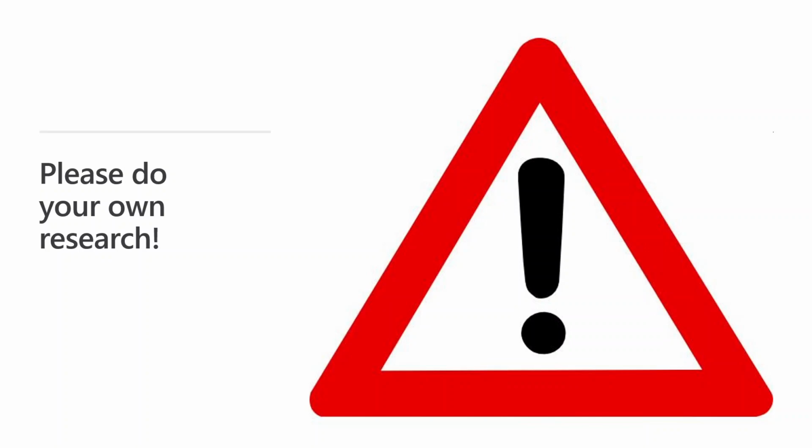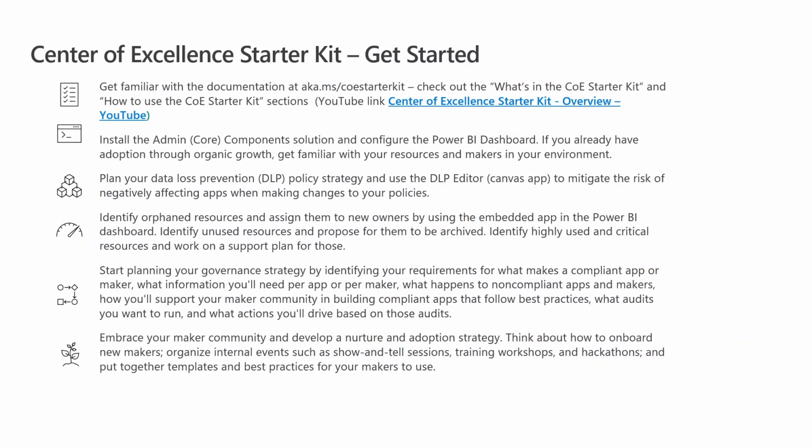Of course, as with all of this stuff, do your own research. The next slide has a lot of good resources. So get familiar with the COE Starter Kit. Go over there, have a look around that site, download it, and you can implement it into a dev environment. What you could do is sign up for a trial and import it into the default environment of that trial. That would work as well, and you can get to see all the connectors that you need to hook up.